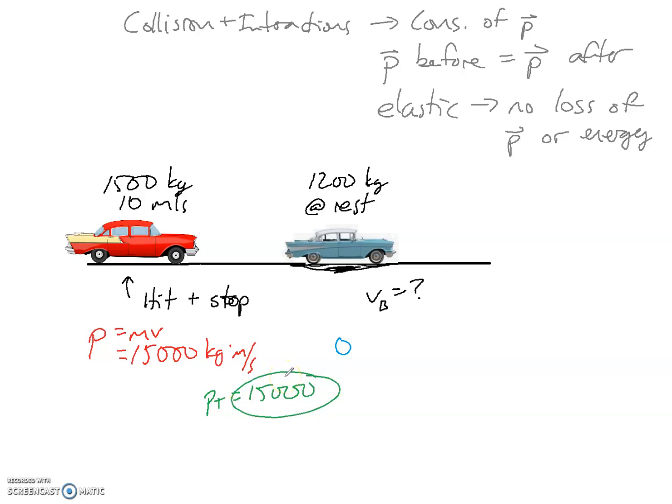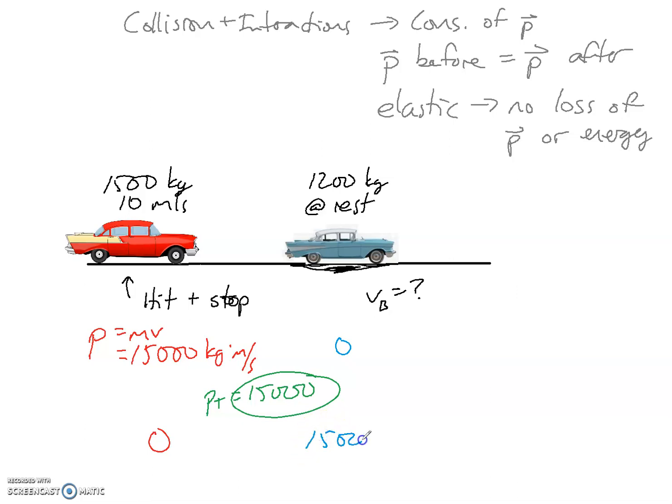So if I look at after the collision, the red car stops. So I know the momentum afterwards for the red car is going to be 0. So all of the momentum must have gone to the blue car.